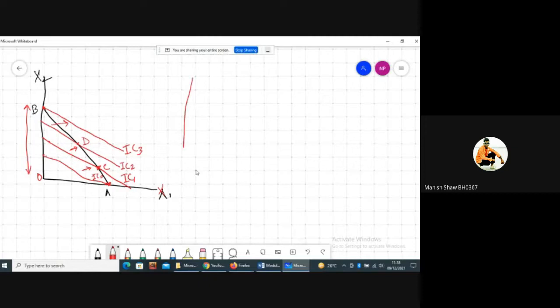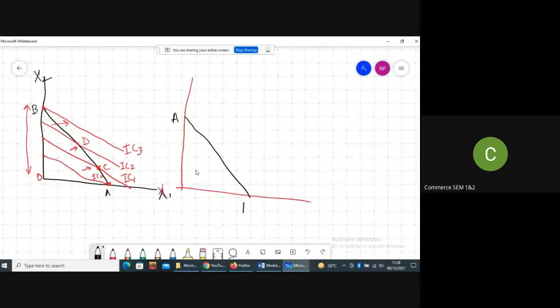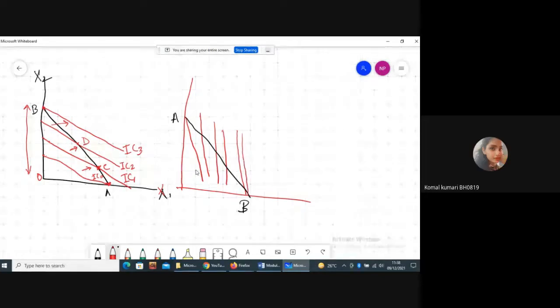Now what will happen if the IC is steeper than the budget line? So this is your budget line AB, and your indifference curves are like this. Then what will be your equilibrium point? The consumer can move up to this point B. So point B will be the equilibrium point.